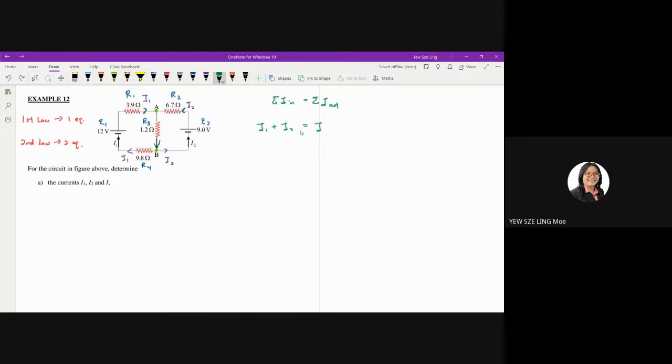And of course, I don't want to leave it in this form. I want to rearrange it: I1 plus I2 minus I equals 0. This is my first equation. I rearrange it in this form because the question asks me to determine currents I1, I2, and I. If not, you can leave it in the previous form.